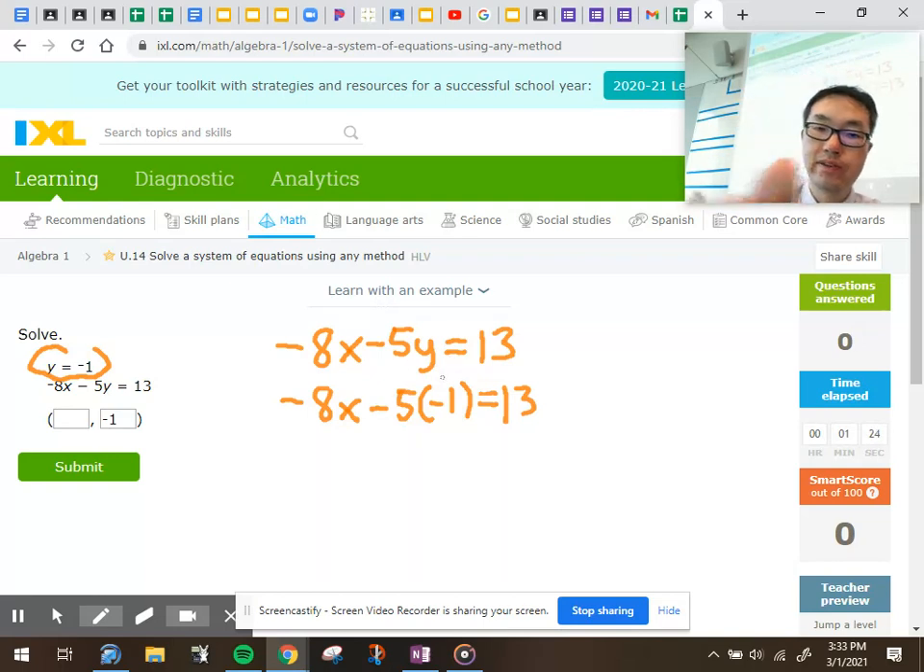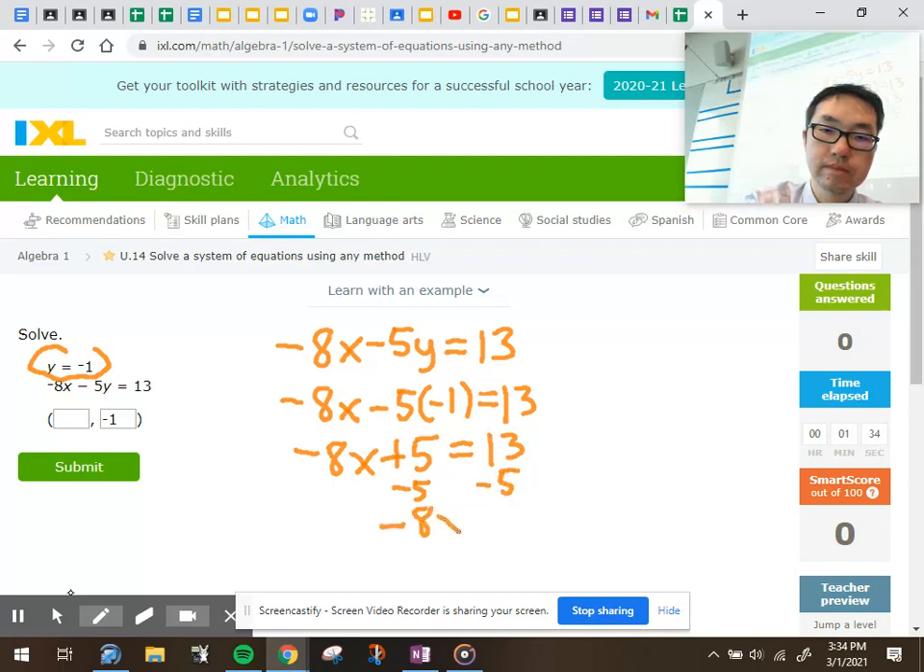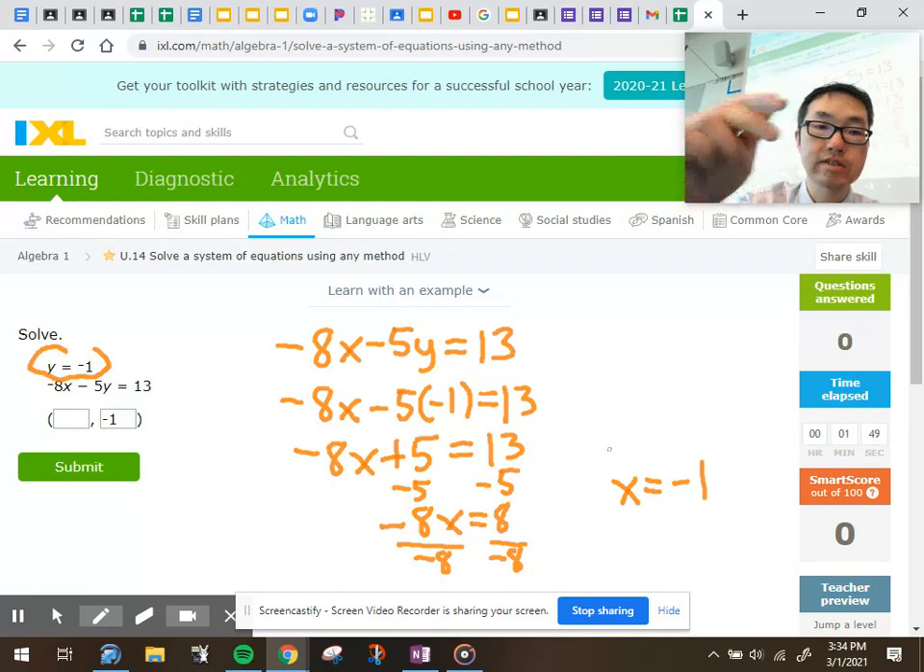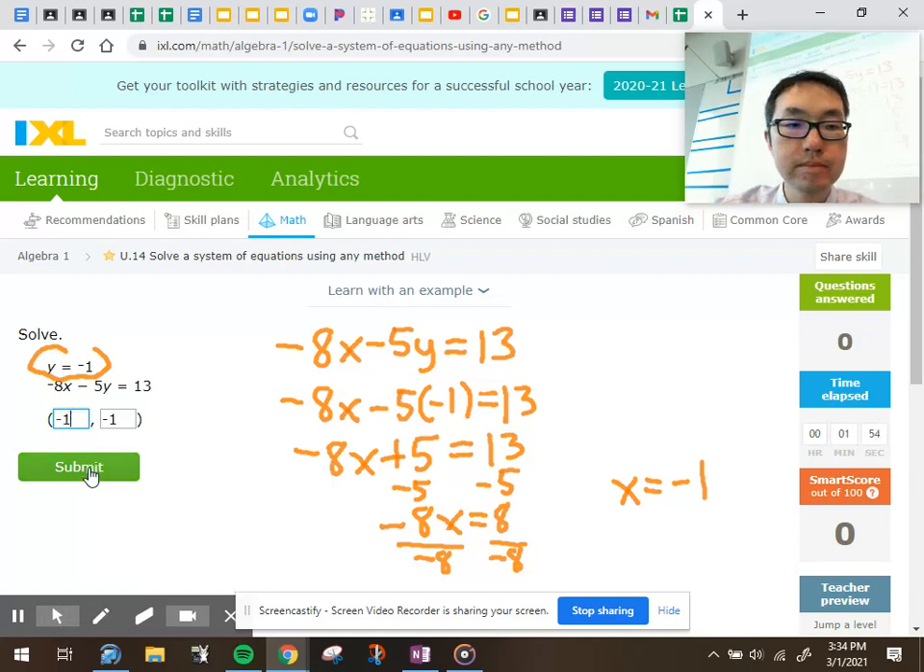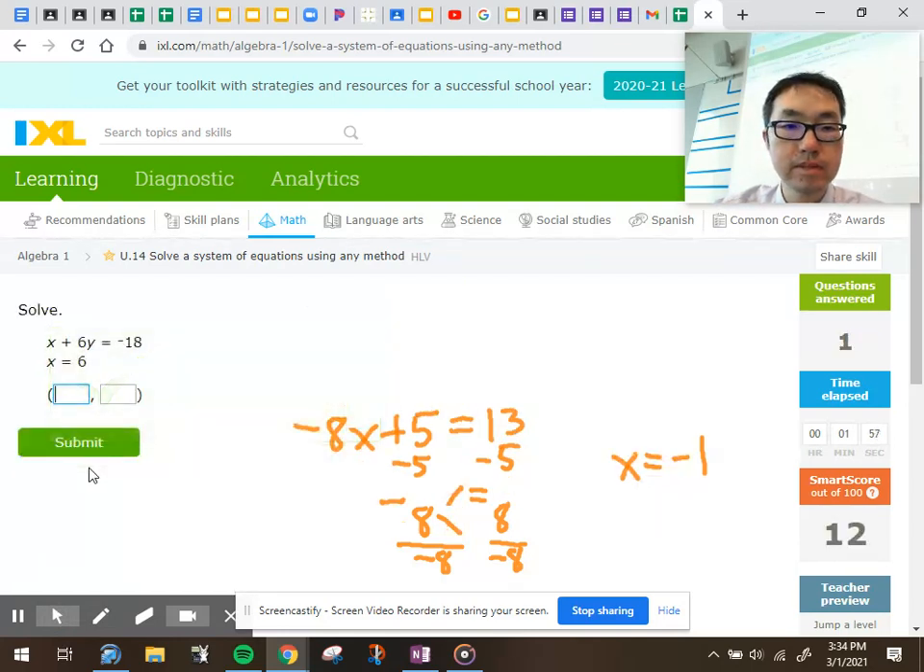Then I will solve this equation. -8x equals 8. I've run out of room, but 8 divided by 8 gets me -1. Final answer for x, just like y, happens to be -1. Okay, that gets me up to 12.